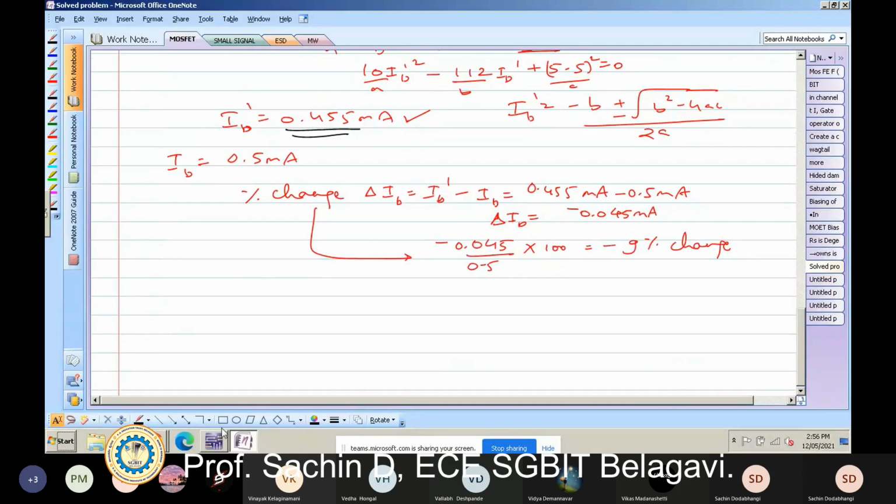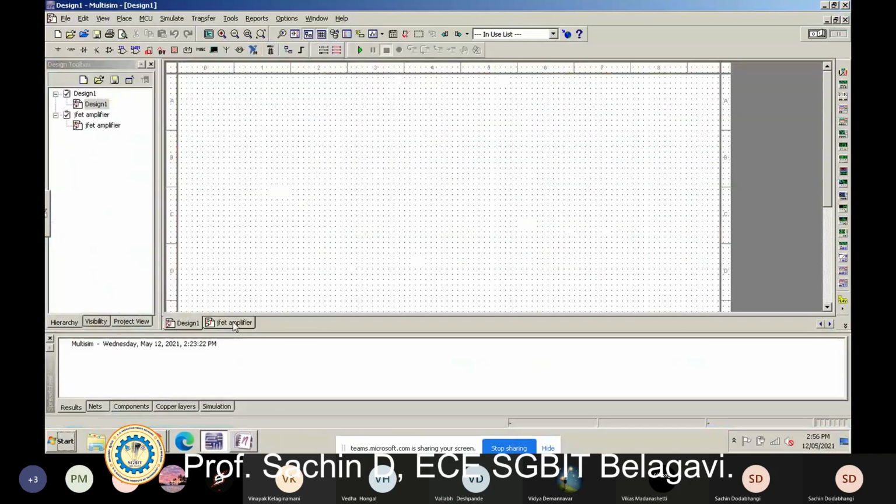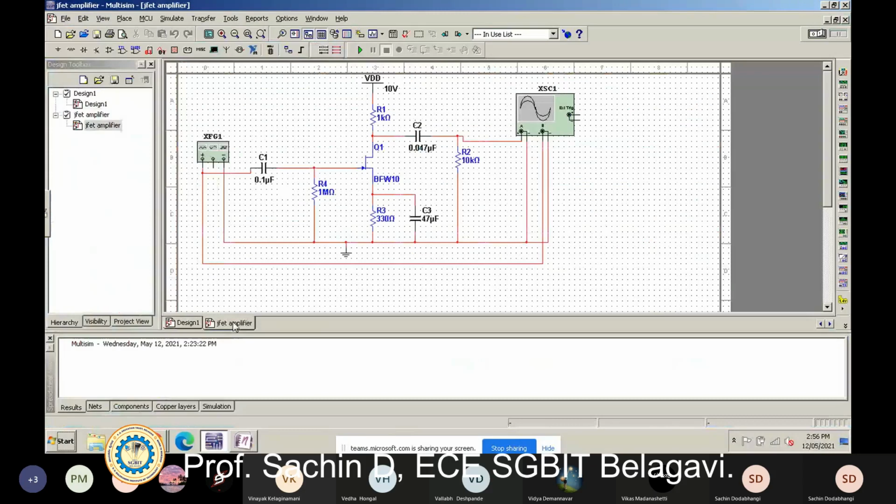So this is your first experiment, and the transistor I used is a JFET. The transistor is BFW10. We have used a JFET transistor. I already connected the circuit here. Is it visible? Yes, sir. Okay.